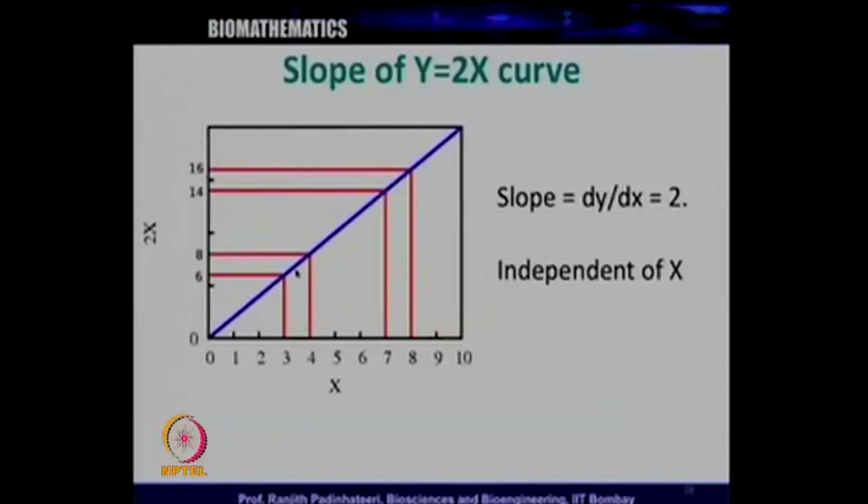Whether you calculate it here or you calculate it here, you always get the answer 2, which says that the slope or the derivative is independent of where on the x axis you start from. So, this is independent of x. The number 2 is surely independent of x, it is a constant. It does not matter where you start on the x axis, you can take any 2 points on the x axis and calculate the corresponding points on the y axis, you will always get 2 for this y equal to 2x curve. So, if the function is y equal to 2x, the derivative is 2.